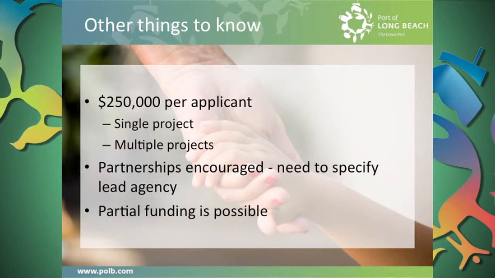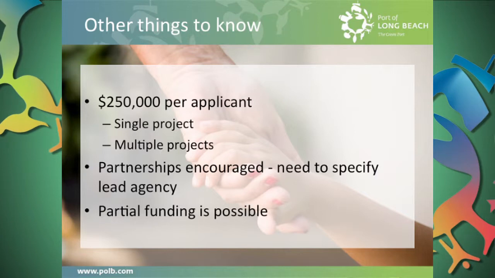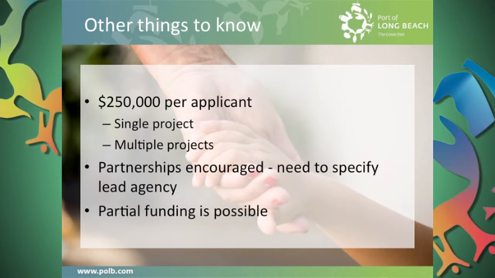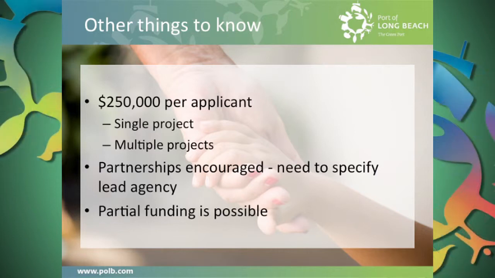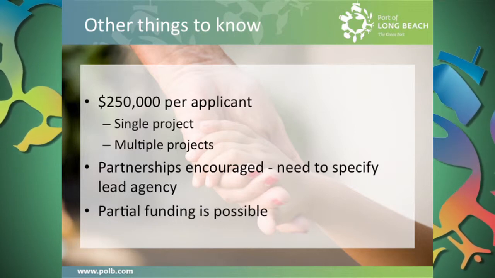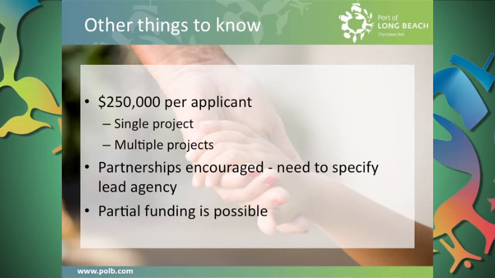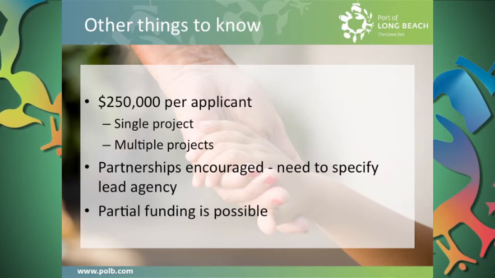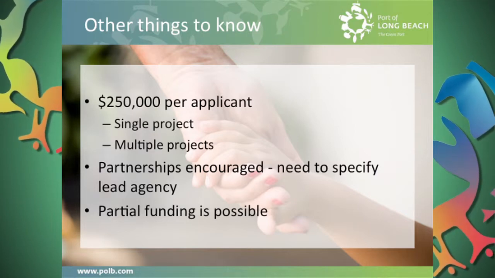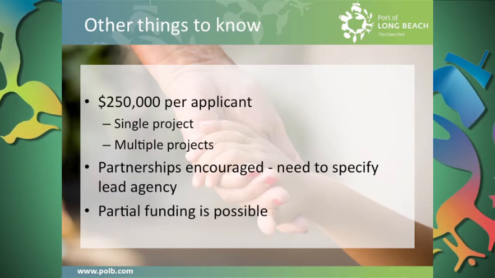You can apply for the full $1 million if you want, but you will not be awarded more than $250,000 per applicant. We are strongly encouraging partnerships this round, particularly because there's only $1 million. And if there is a partnership situation, the way it will work is that one organization will need to apply on behalf of the other organizations. That will be the entity that technically gets the award and that we contract with, and then they will be responsible for having subcontracts with the other partnering organizations.